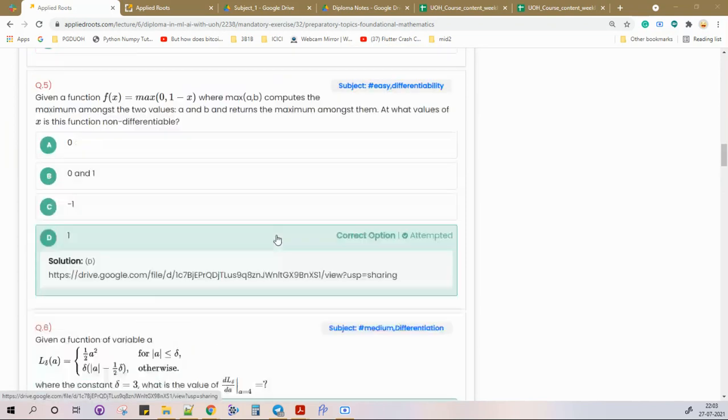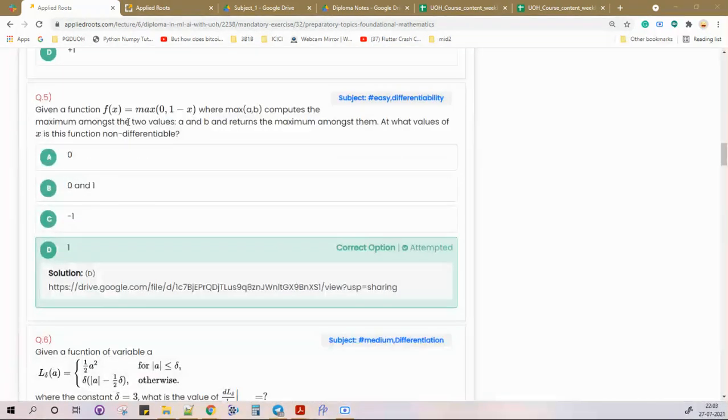Okay, where were we? So this is hinge loss. Okay, so given a function f of x equal to max of 0, not hinge loss. Yes, this is hinge loss, 1 minus x. Sorry. Yeah, Mayur, are you able to hear me? Yes, a bit low audio, but yes, I can hear you.